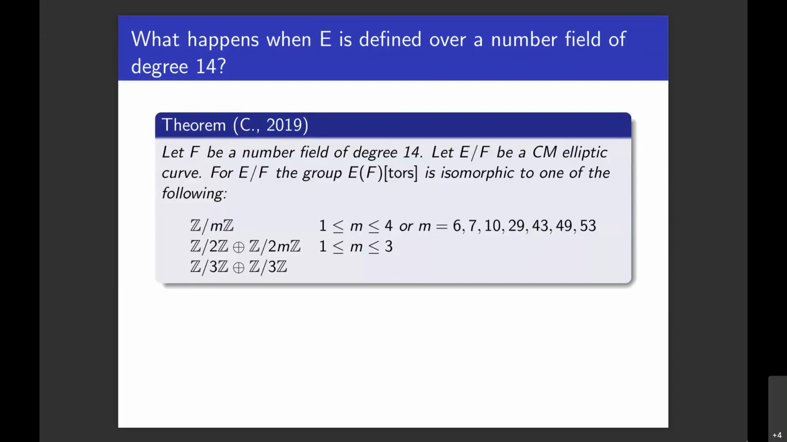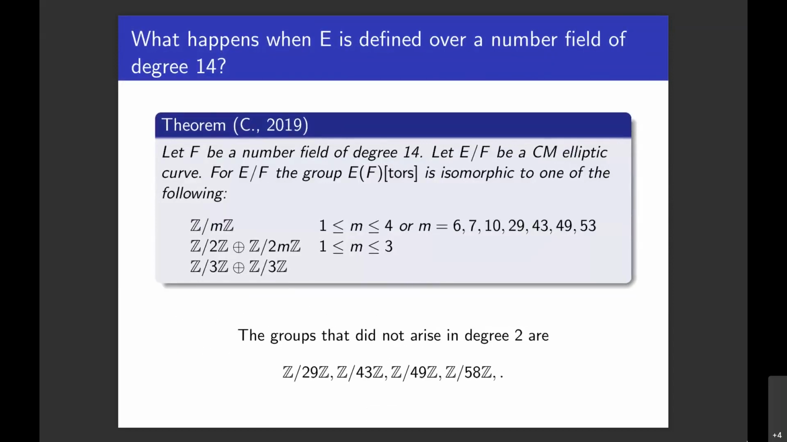Now, it's important to note that the groups that didn't arise in degree 2 are Z mod 29Z or 43Z or 49Z or 58Z, because we're looking at degree 2 times a prime, so 14 was the first unknown degree, and we've classified that. But we needed to do a few more degrees and see what else we're getting. The reason I've listed the groups at the bottom that don't occur in degree 2, that's what I'm going to call new torsion.